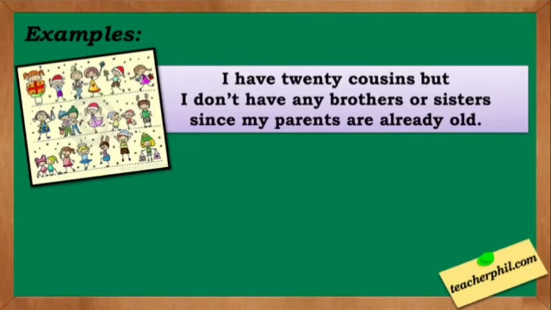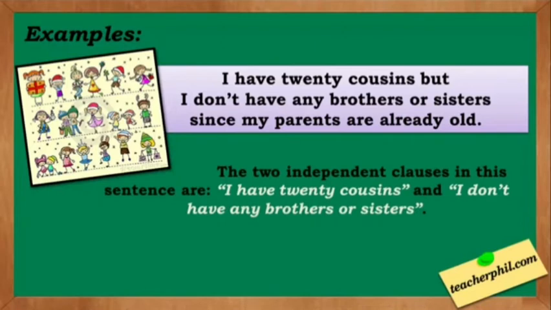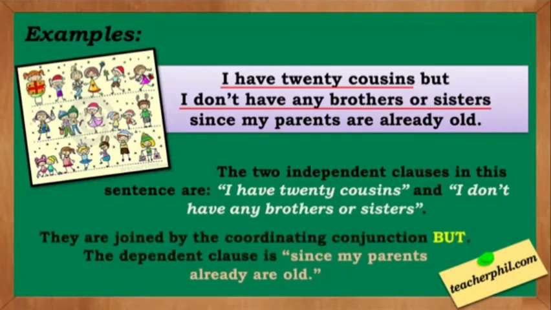Examples: I have 20 cousins, but I don't have any brothers or sisters since my parents are already old. The two independent clauses in the sentence are I have 20 cousins and I don't have any brothers or sisters. They are joined by the coordinating conjunction but. The dependent clause here is since my parents are already old.